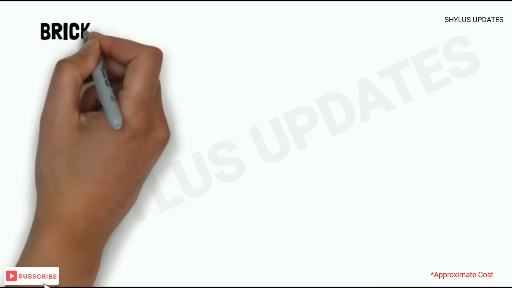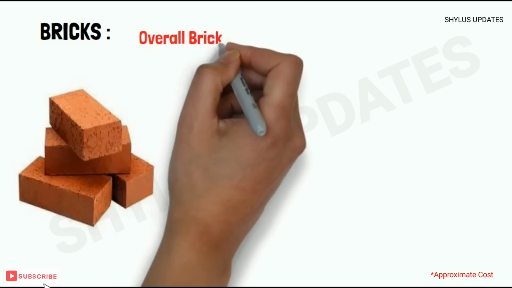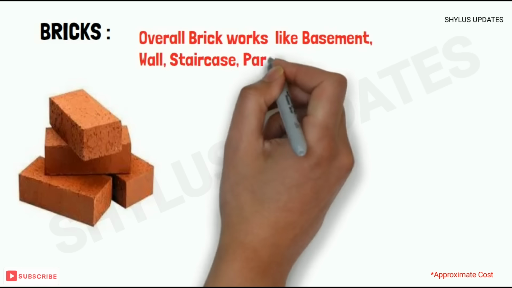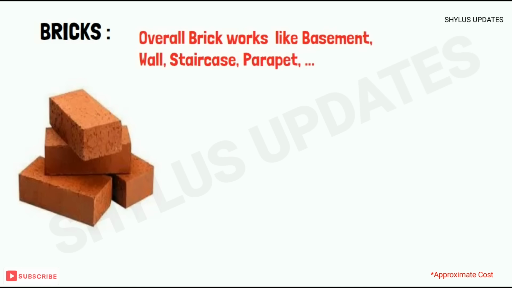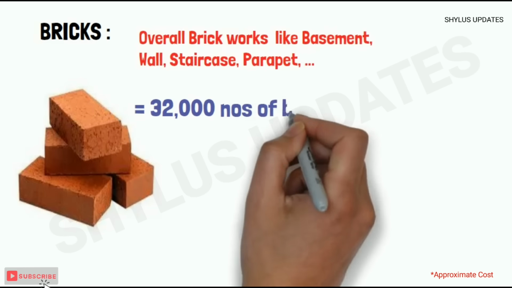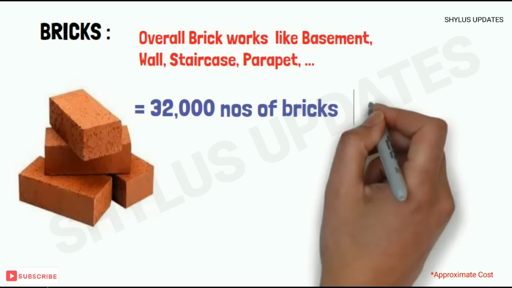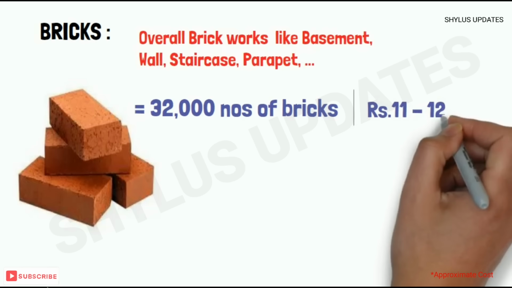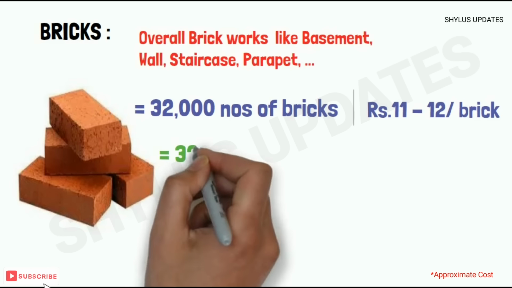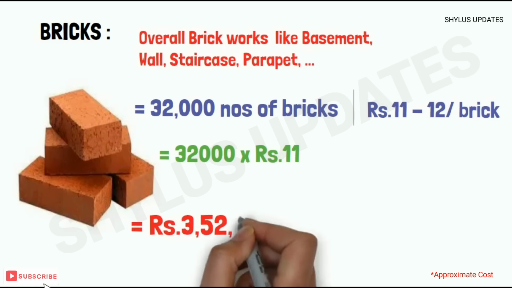Bricks. Bricks are used in overall brickworks like basement, wall, staircase, parapet. For a 2000 square feet house, 32,000 numbers of bricks are required. The current market rate of a brick is rupees 11 to 12. When you multiply 32,000 into rupees 11, you get rupees 3,52,000.